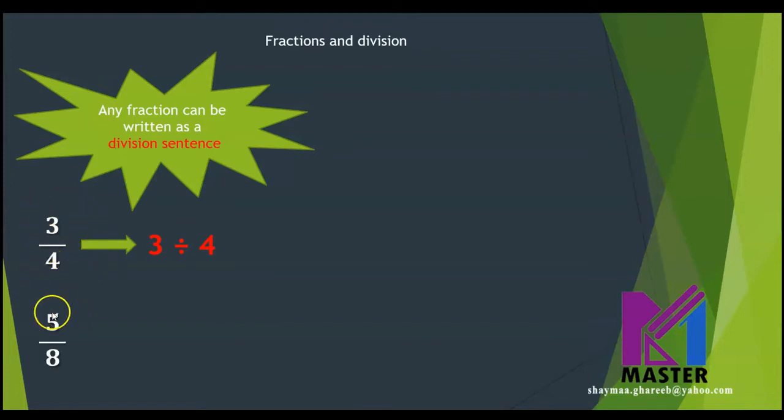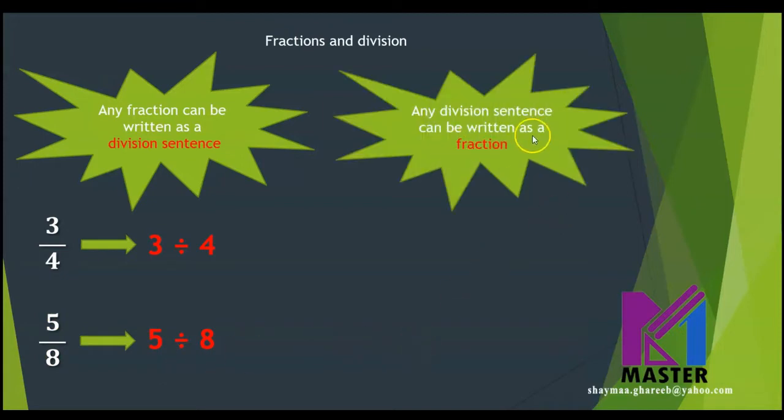One more example, 5 over 8 or 5/8 also can be written as we said, the numerator or the number up divided by the number down. So it will be 5 divided by 8. Also, if we have a division sentence, we can write it as a fraction or we can answer it as a fraction. Let's see how.